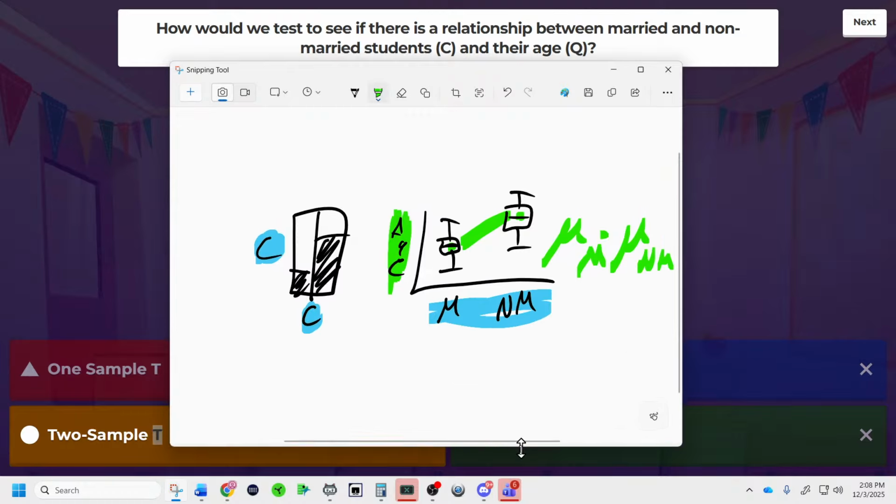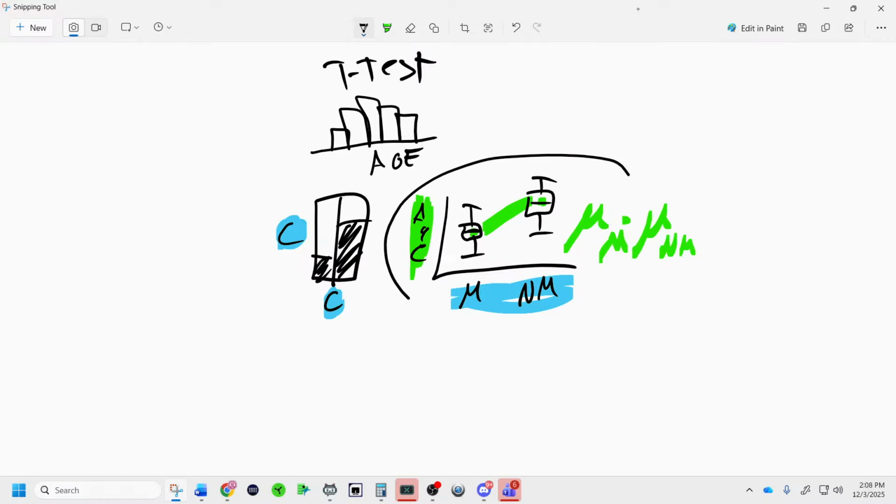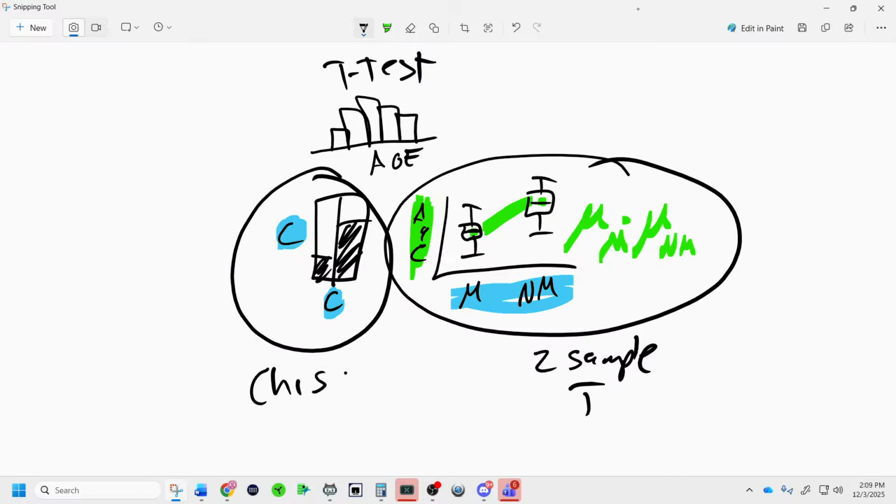We can expand upon this real briefly right here, where if you're doing the chi-squared, it's two categorical variables. If you're doing the t-test, it's just one quantitative. So something like age could be a t-test. Something like age, this is the two-sample t, and then two categoricals is chi-squared. This is the t-test right here.